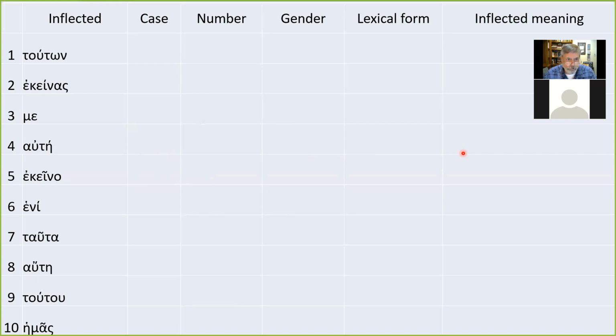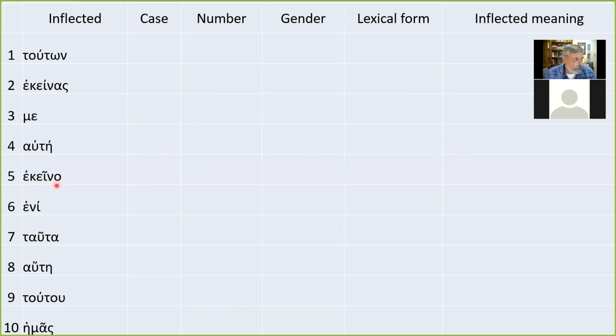With herself. Very good. And if it were to function as an identical adjective, what would it be translated as? Same. So the inflected meaning, depending on context, would be either she, same, or herself, depending upon how it functions in that context. That makes sense? Good.